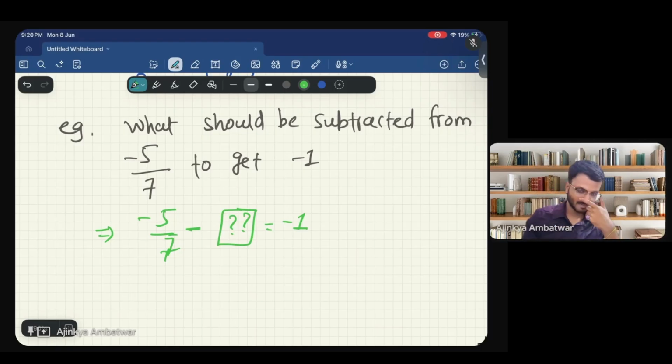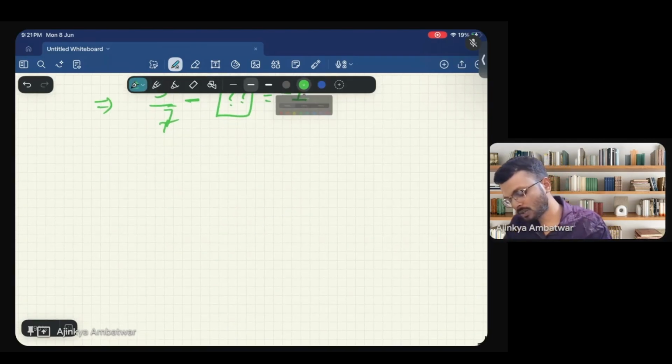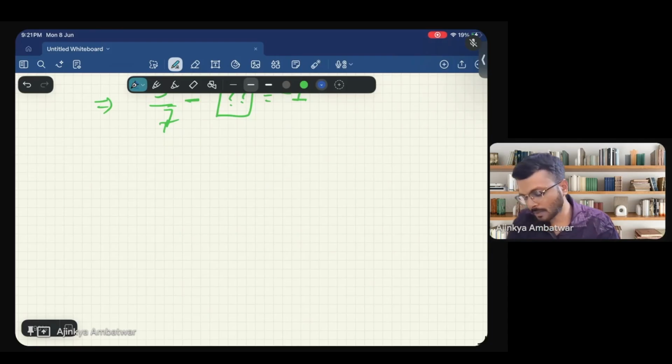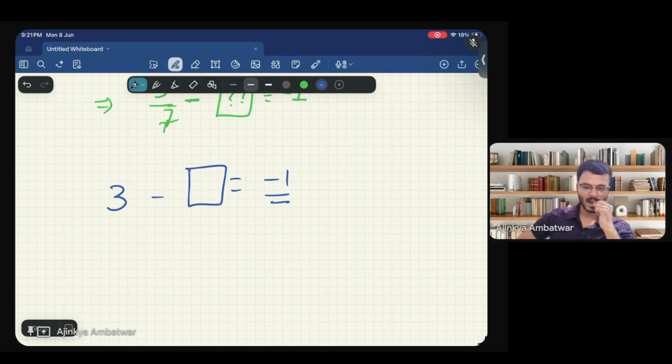Now tell me. Let's do a simpler version. Minus 5 by 7 पे बाद में आते हैं. Let's do a simpler version. What should I subtract from 3, so I'll get the answer as minus 1? What should I subtract from 3, so the answer is minus 1? 4, how did you calculate 4?